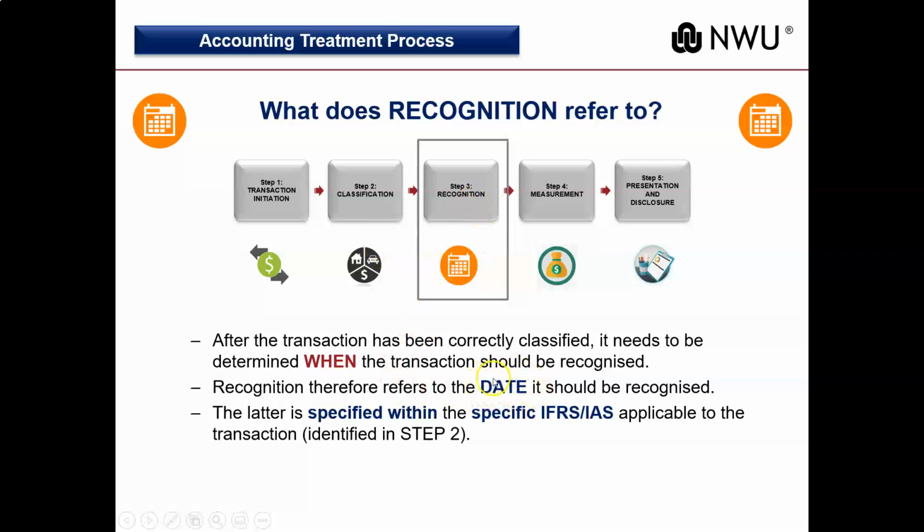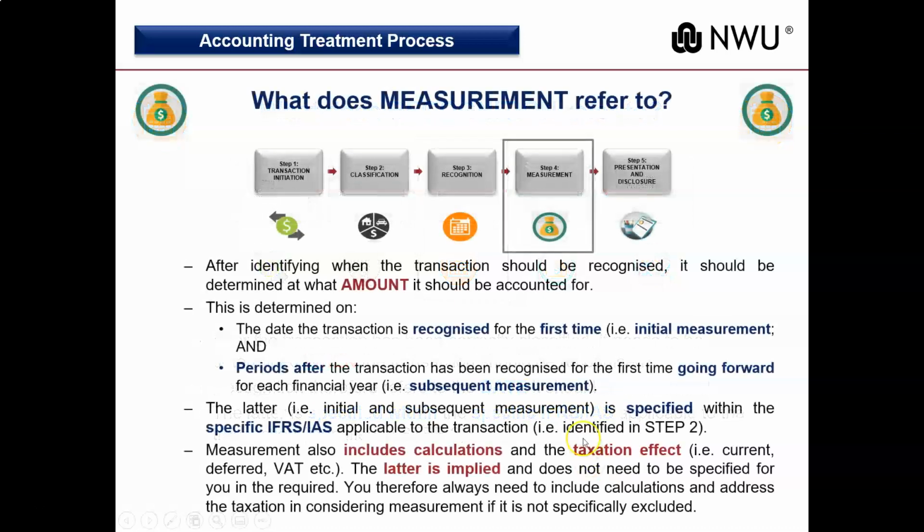So there will be a certain date associated to the transaction where we're going to recognize that specific transaction in our accounting records. Again, that recognition criteria and the date of recognition is also specified within the specific IFRS or IAS statement applicable to that. Guys, remember, South Africa complies with International Financial Reporting Standards. So we do not do our own thing in this country. We follow international rules and regulations when we do accounting.